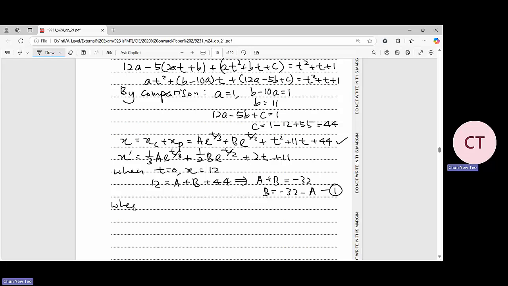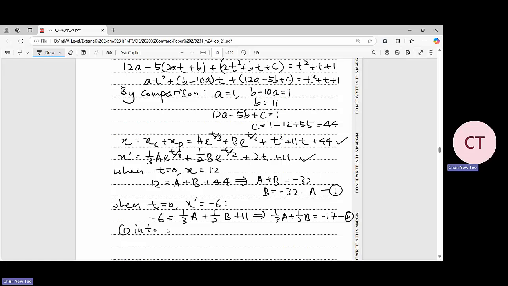Then when t equal to 0, your x prime is given as negative 6. So we will replace them inside these equations. Negative 6 is equal to 1 over 3a plus the half b plus 11. Then from here we simplify them. We will get this one as 1 over 3a plus half b is equal to negative 17. I call this one second equation.